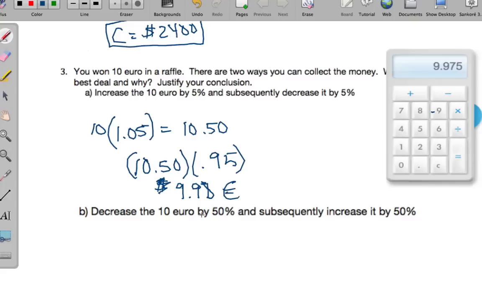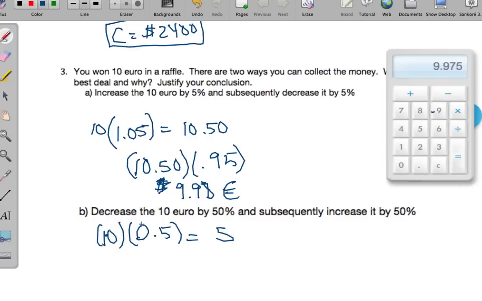Euros. Okay, now, if we do the other scenario, how are we going to do this other scenario there, Mr. Cole? This time we're going to take our 10 euros, and we're going to need to decrease by 50%. So we need to multiply by 0.5. Remember, decreasing is always less than 1. You can do that in your head, hopefully. So that's $5.